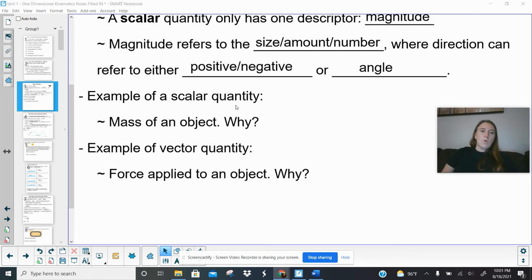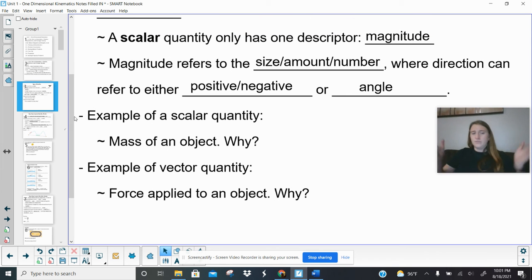So an example of a scalar quantity is the mass of an object, right? The mass, how heavy something is, typically is what we think about, knowing the definition of scalar. Why is mass a scalar quantity and not a vector? Well, it can't have direction. I can't say, oh, I have negative mass or I have mass in this direction. That doesn't make any sense. So certain quantities like mass are just going to be scalars. They don't tell us any direction.